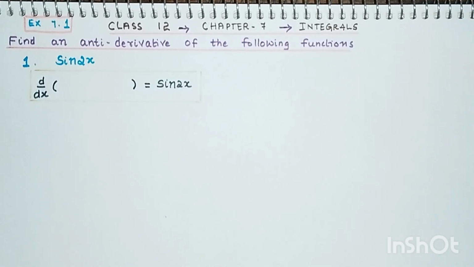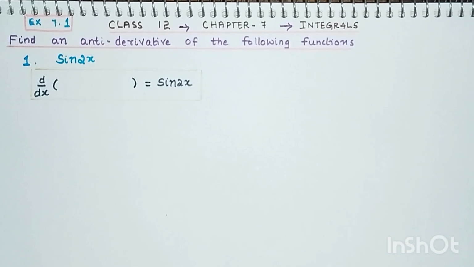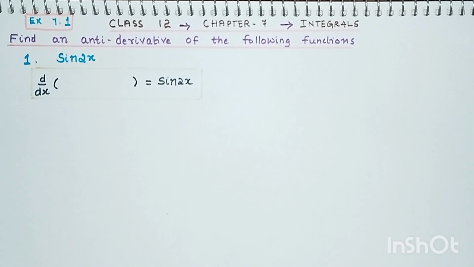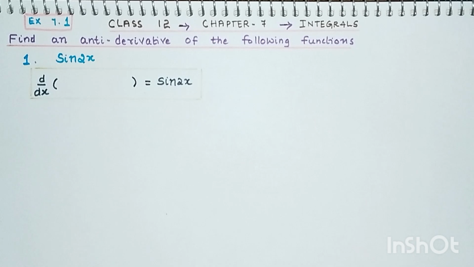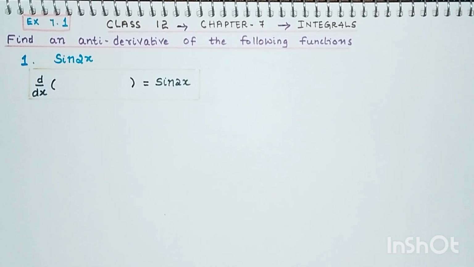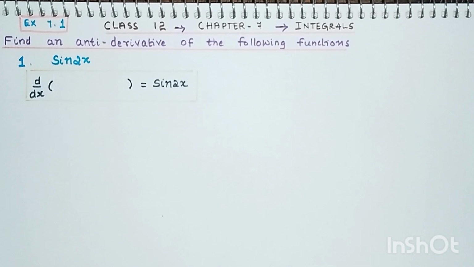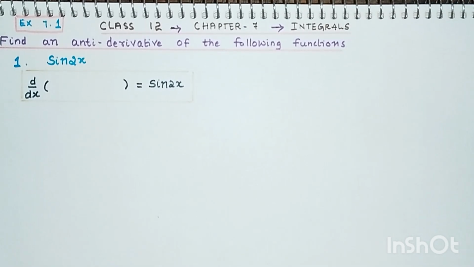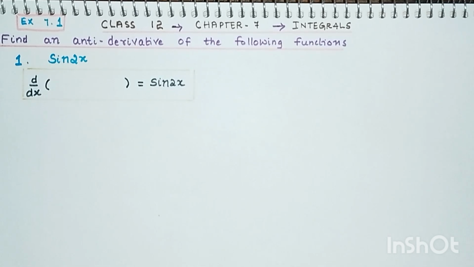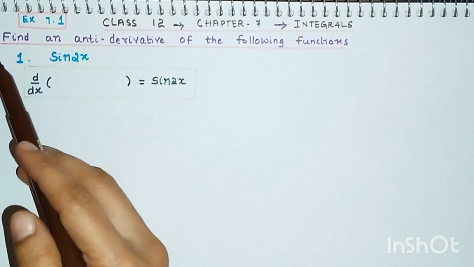Today we'll begin with exercise 7.1 of the chapter Integrals. To know what is an antiderivative, derivative, integral, integration, differentiation and their relationships, you can check my previous video, and also I've explained why constant c must be added after integration, so that you get more clarity on exactly what you're solving. So we will begin with the first heading.